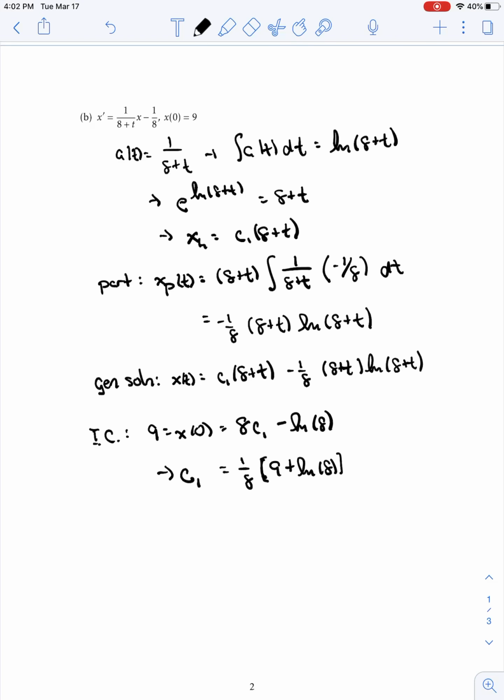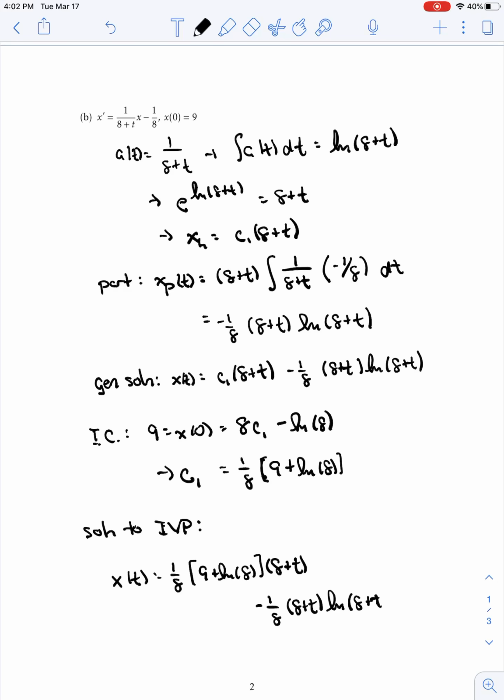So the solution in the end to the initial value problem is then finally going to be x of t is equal to 1/8 times 9 plus the natural log of 8, times 8 plus t, minus 1/8 times 8 plus t times the natural log of 8 plus t.